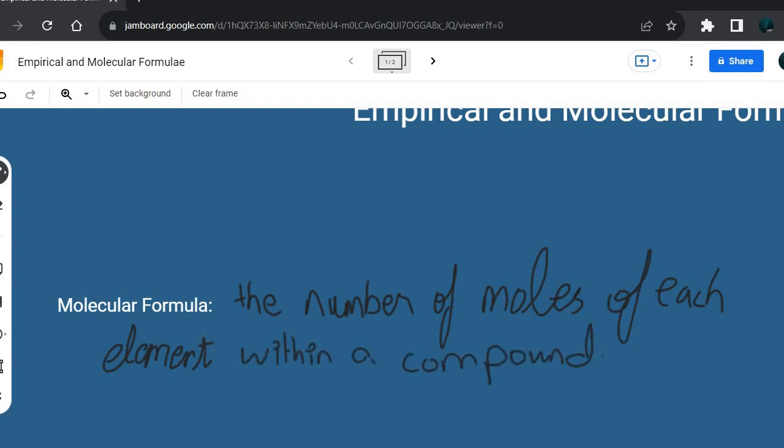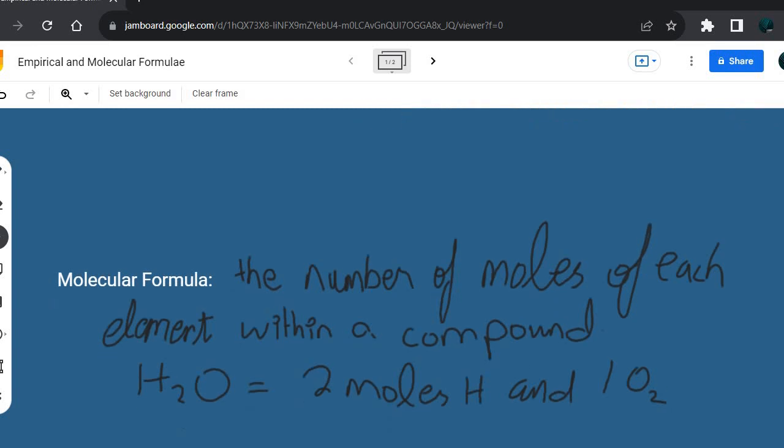For example, if the molecular formula for water is H2O, through the molecular formula for water, we know for every 1 mole of water, we have 2 moles of hydrogen and 1 mole of oxygen. So that's what the molecular formula tells. It tells the number of moles of each element within a compound itself.